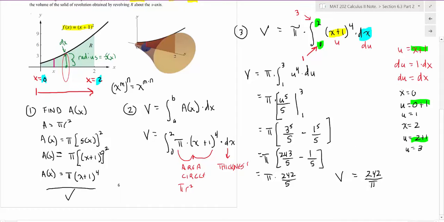Hold on, I put the pi in the wrong place. So let's do it like this. For a final answer, I'm going to have 242 times pi all over 5. That will be my final solution to that problem then.